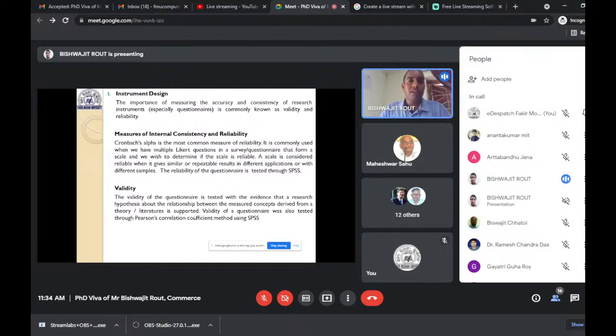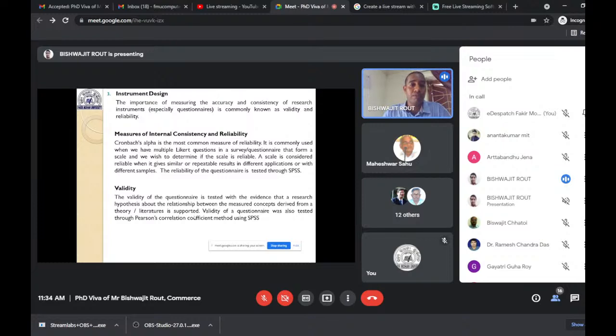So the importance of measuring the accuracy and consistency of the research instrument, especially a questionnaire, is commonly known as validity and reliability. So, measures of internal consistency and reliability. Cronbach alpha is the most common measure of reliability. So the researchers have taken Cronbach alpha.